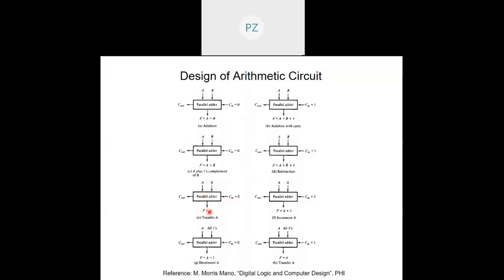So f will simply be a, because a plus 0 will be a. But if this is a, this is 0, but c in is 1, then it becomes a plus 1, increment a, right? So see, by having different varying combinations, I am getting different functions coming out of the same parallel adder and the same arrangement. So this is transfer a, and this will be increment a plus 1.